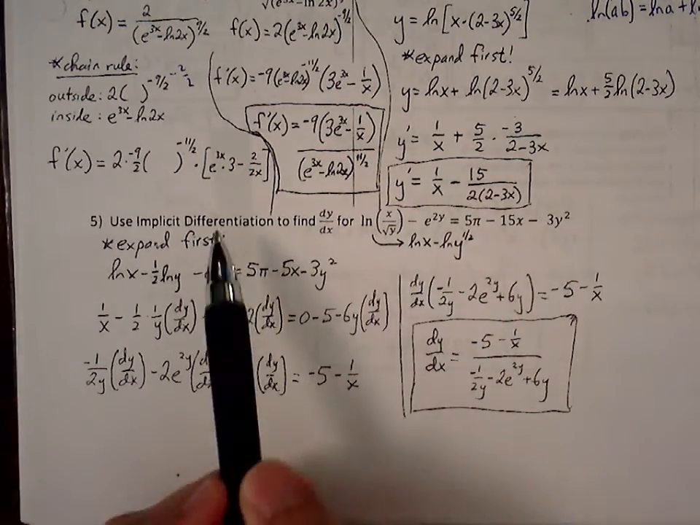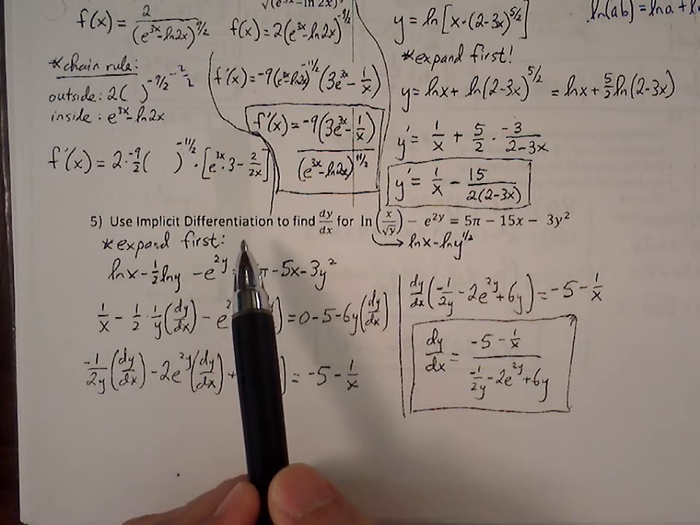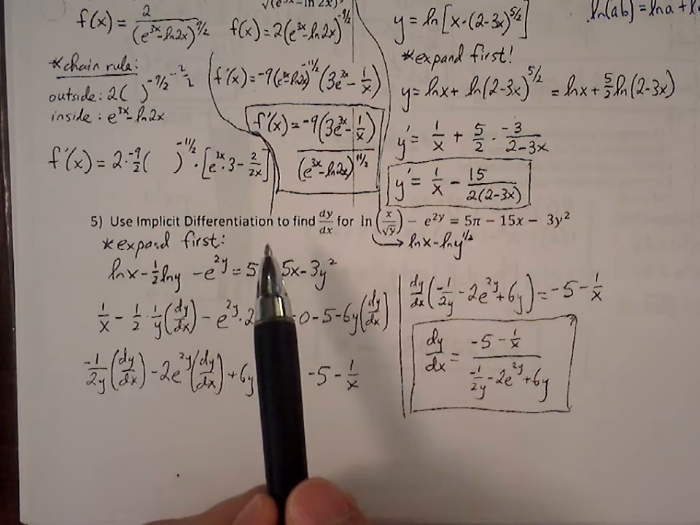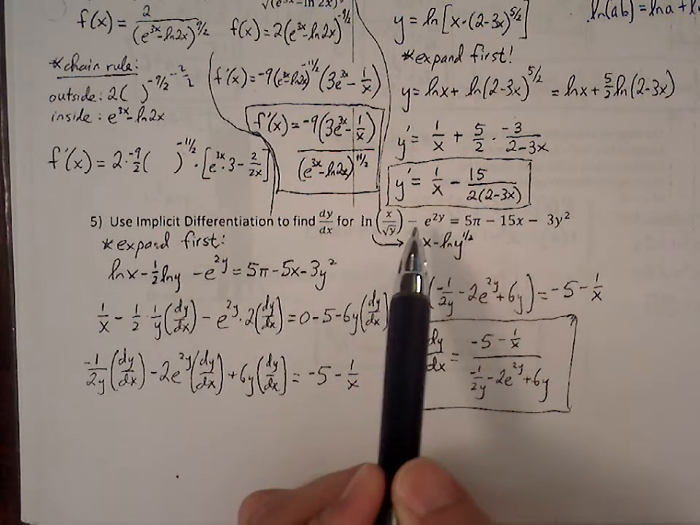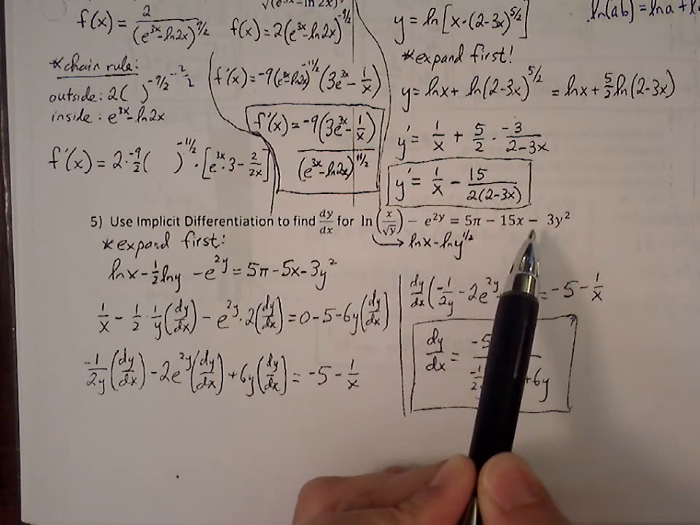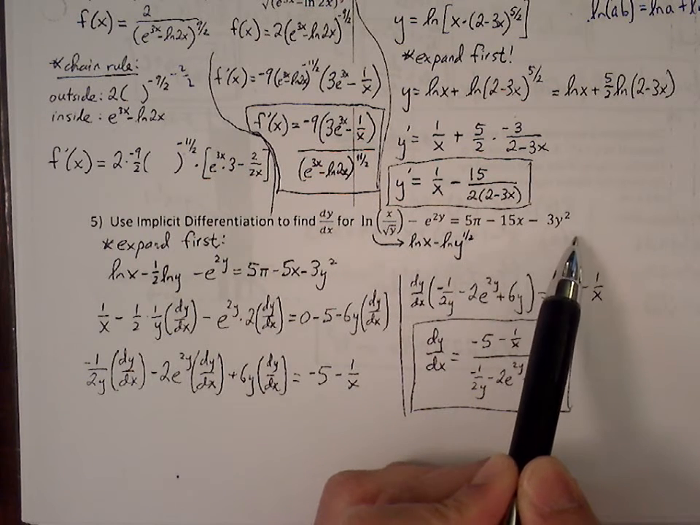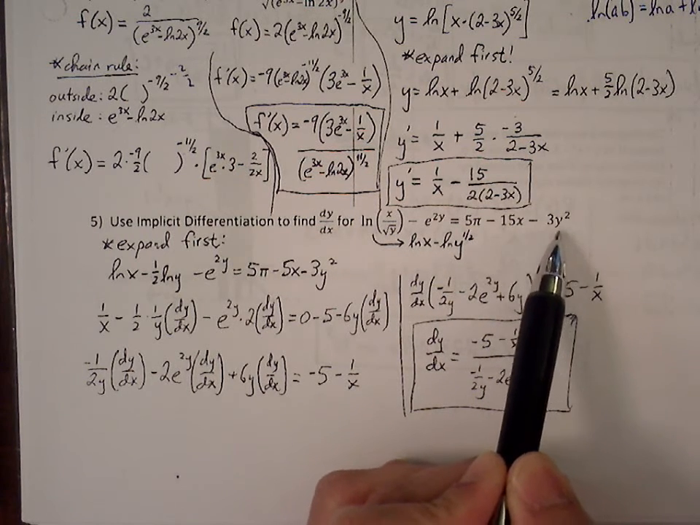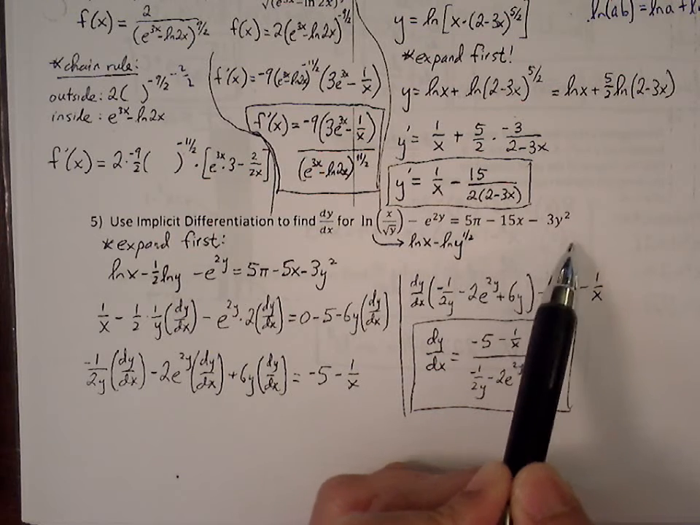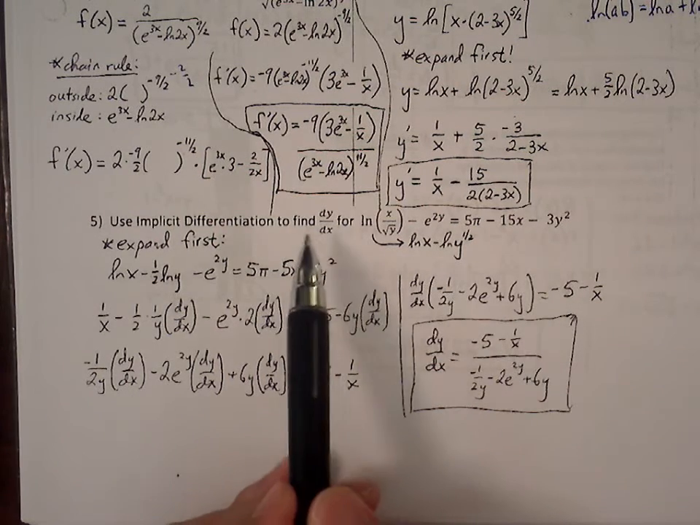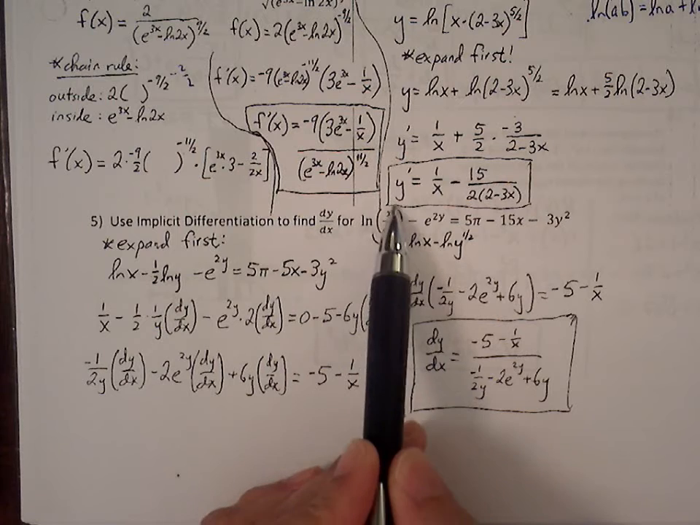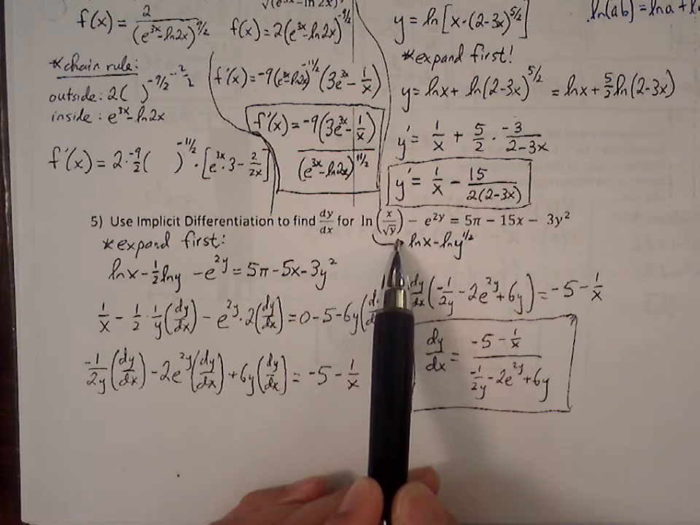Now with implicit differentiation, what that means is when we find the derivative, we're going to have a bunch of y variables that we're going to have to keep track of their own separate derivative, and so each y variable will produce its own dy dx. But first, we want to try to take advantage of any expansion properties that we can do.